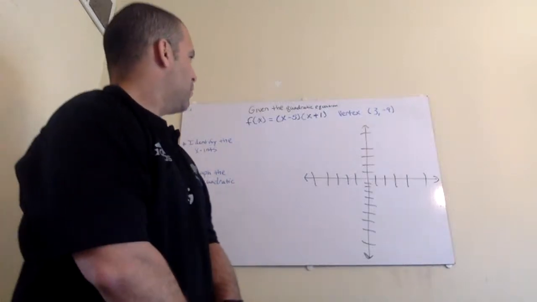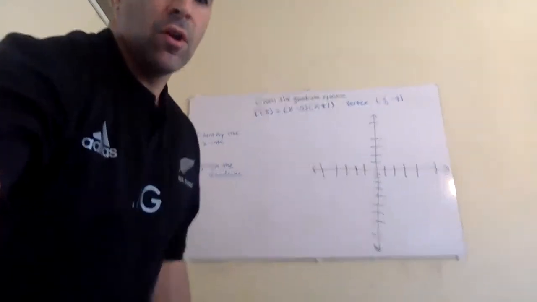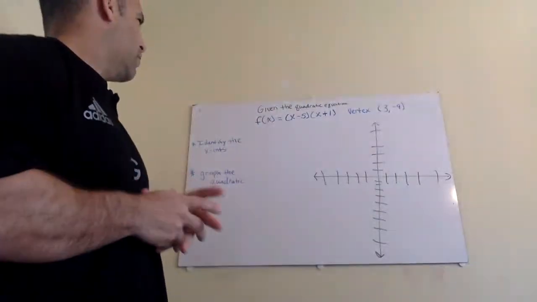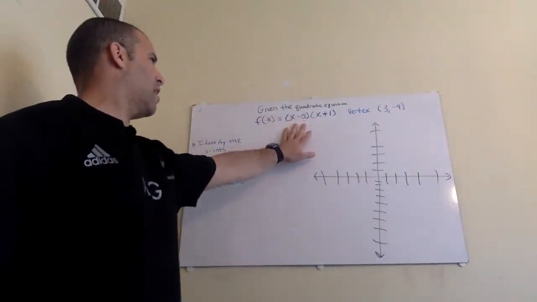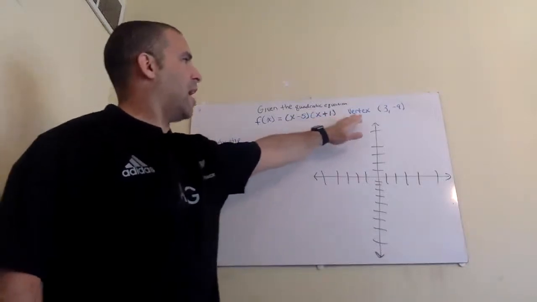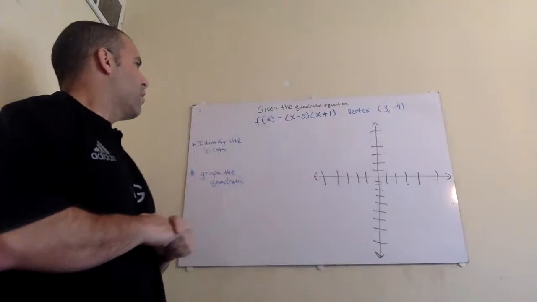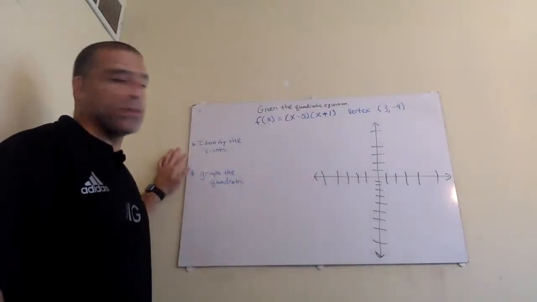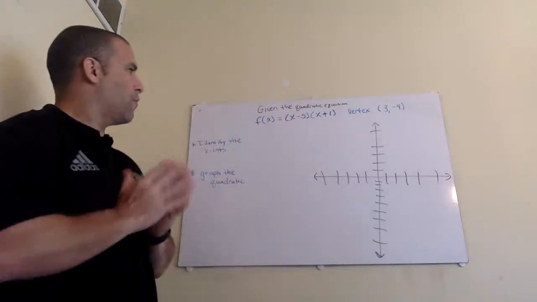All right, guys. So this problem, a few different things that you have learned about. It says, given the quadratic equation, f of x equals (x - 5)(x + 1), and the vertex given at (3, -9), they want you to identify the x-intercepts, and they want you to graph the quadratic. So don't overthink this problem.